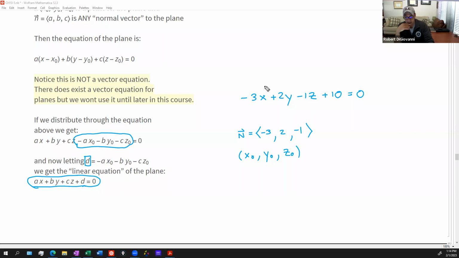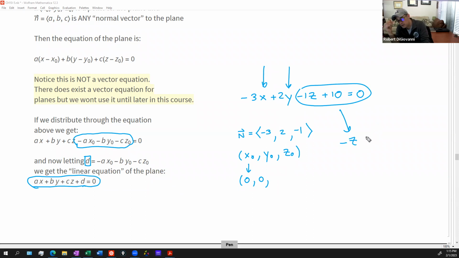How about we make x 0? Yeah, we'll replace the x with 0 in this equation. And let's replace y with 0 as well. Let's do that. Y is 0. And then that would leave me with this equation right here, which is basically just negative z plus 10 equals 0. And we just solve that for z and you get z is 10. So this is a point on the plane.